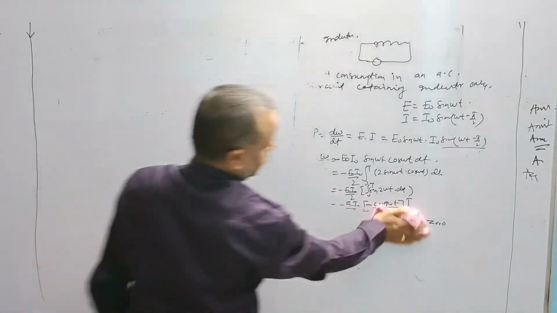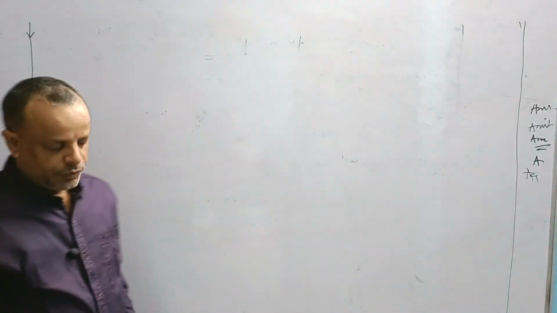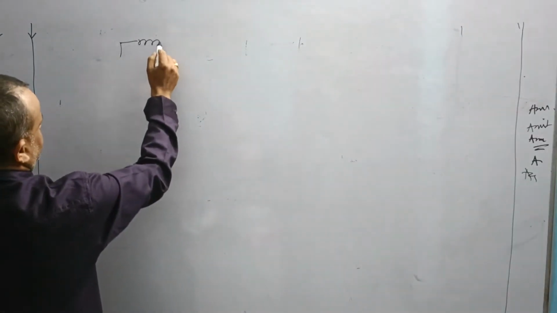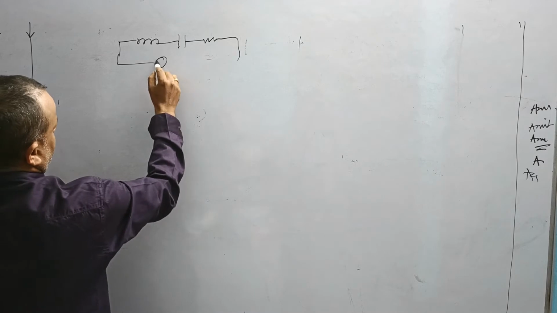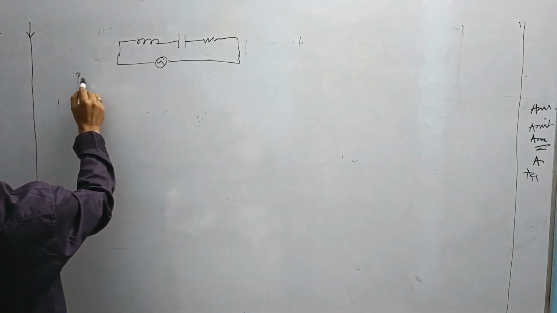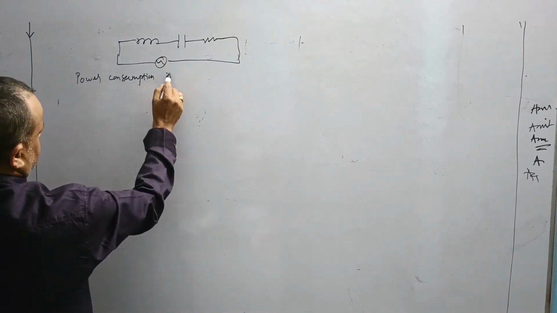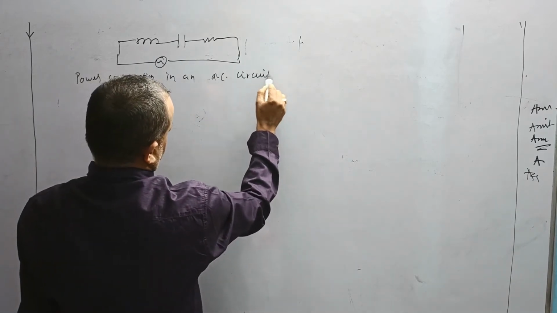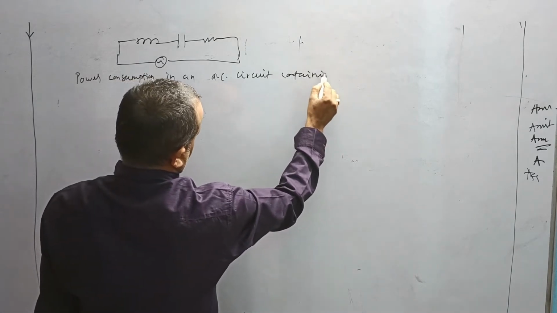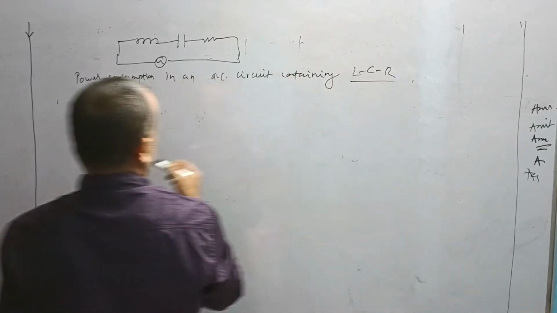Now we'll move to power consumption in the case of LCR circuit. We'll go for power consumption in an AC circuit containing LCR, which means the circuit contains all three elements: inductor, capacitor and resistor. We have all the three elements.